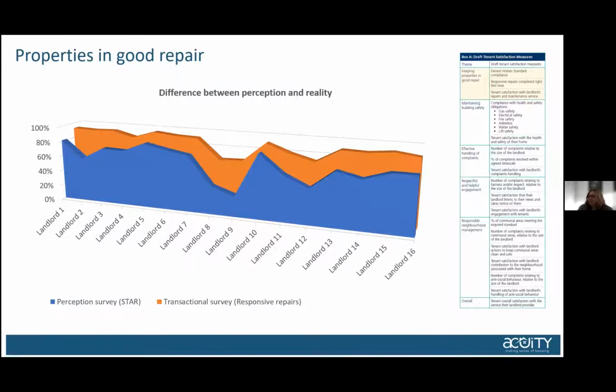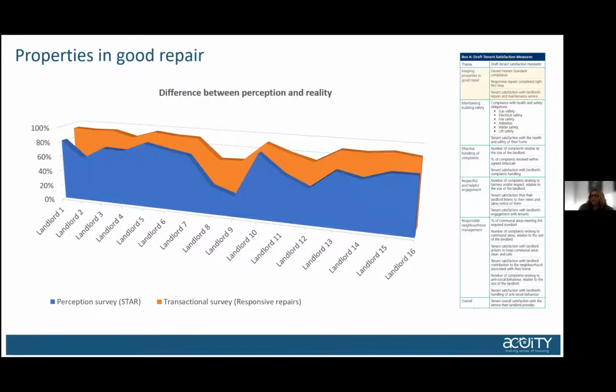So I just literally went into our system and pulled out existing 21-22 data. I just found the first 16 landlords, and I looked at the difference between what was being said in the STAR tracker, so maybe we're capturing that data quarterly, as a general perception survey, and actually, for example, a responsive repair survey where we're asking, within the week of the repair being completed or the last month, we go back in and find out whether they were satisfied.